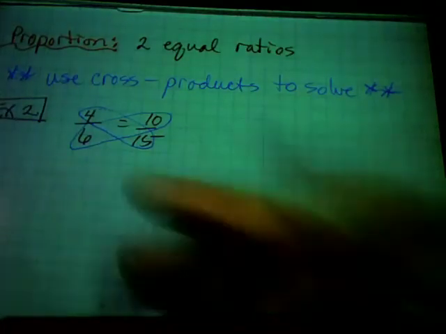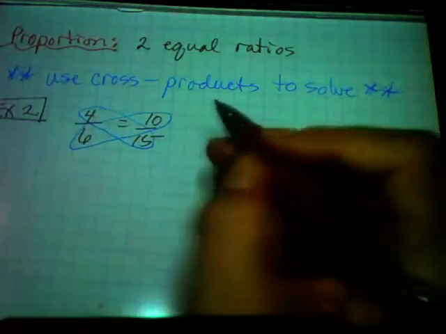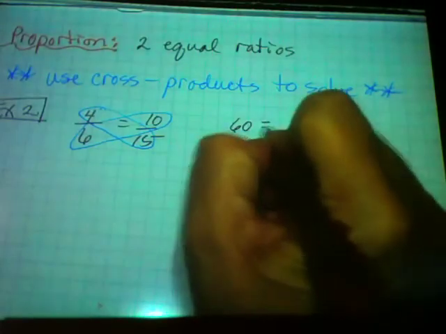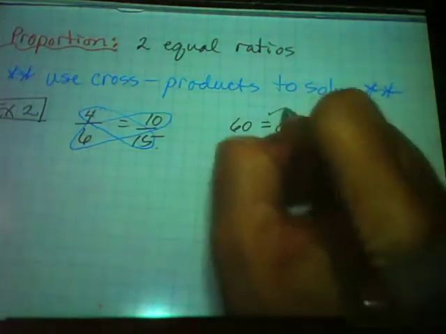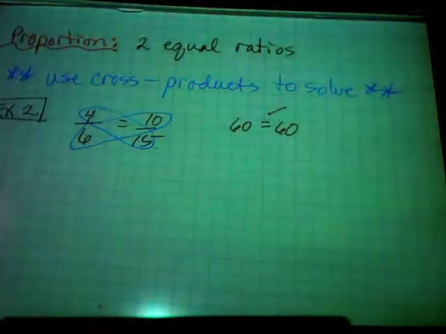What is 6 times 10? 60. Is that equal to what's 4 times 15? 60. Don't the cross products equal each other? That's why, in a true proportion, we use cross products to solve. So if I was missing one of those 4 items, I would just use cross products to find it.